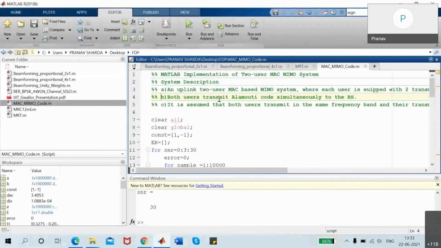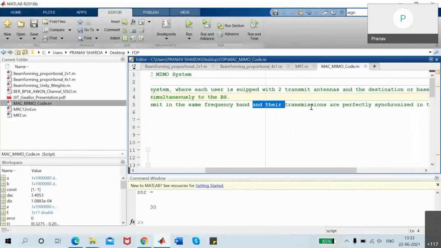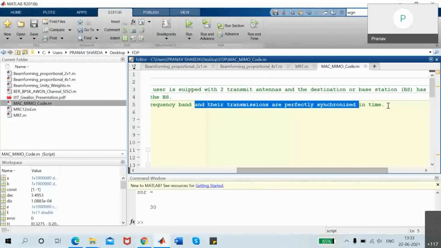BS is the base station. And in point C, I mentioned that it is assumed that both users share the same resource, that is, the band of frequency they are utilizing for the transmission is common for both users. So there would be ample interference in this transmission scenario. And further, it is assumed that their transmissions are perfectly synchronized in time.